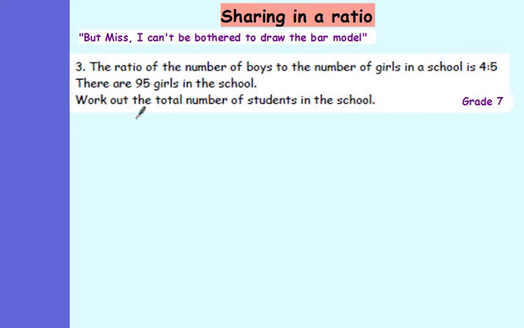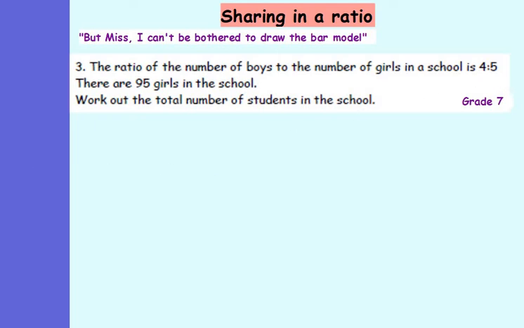Here's a question for you, an exam question. The ratio of the number of boys to the number of girls in a school is 4 to 5. There are 95 girls in the school. Work out the total number of students in the school. Pause the video for a couple of minutes and see if you can work this out now. It's a grade 7 question. Have a go in your light blue books.